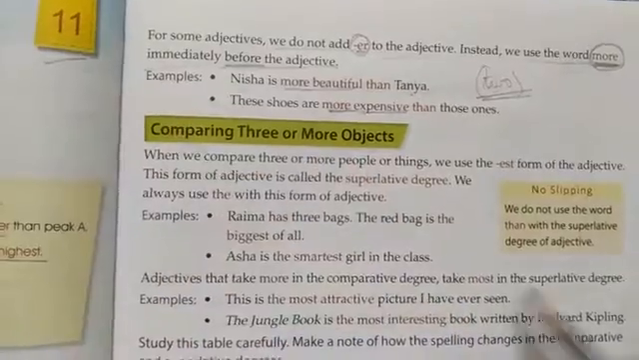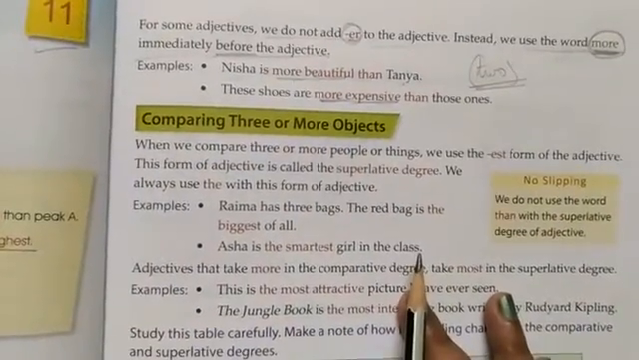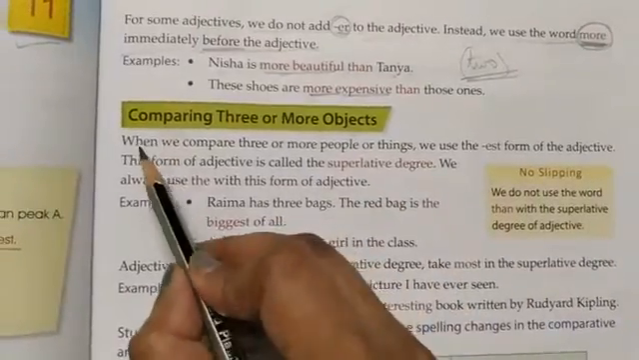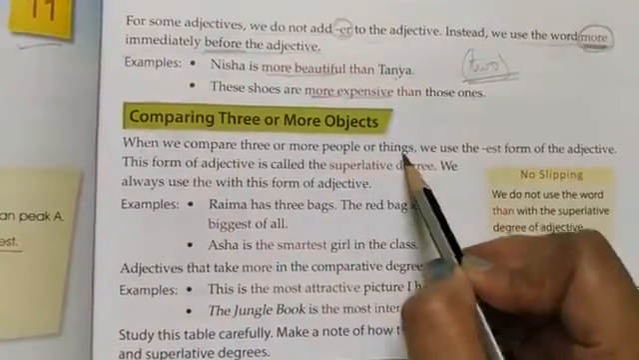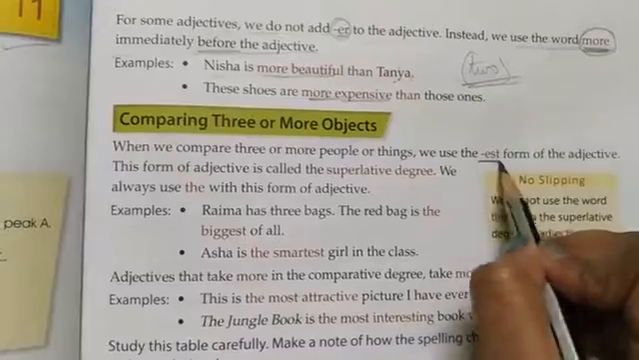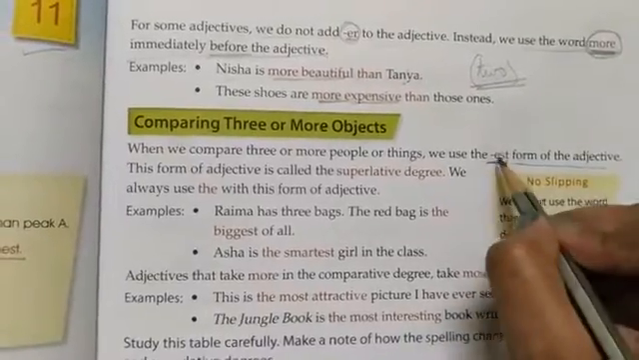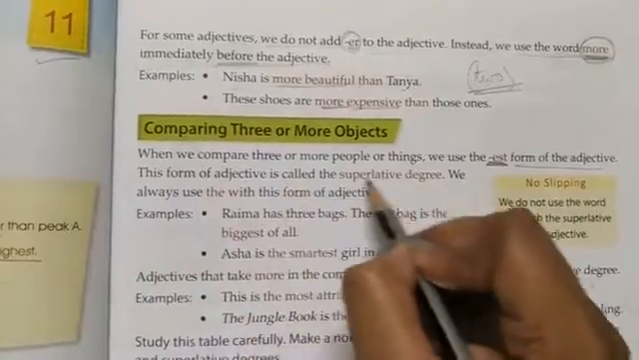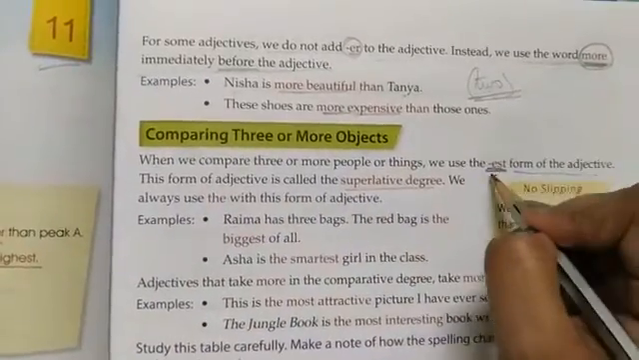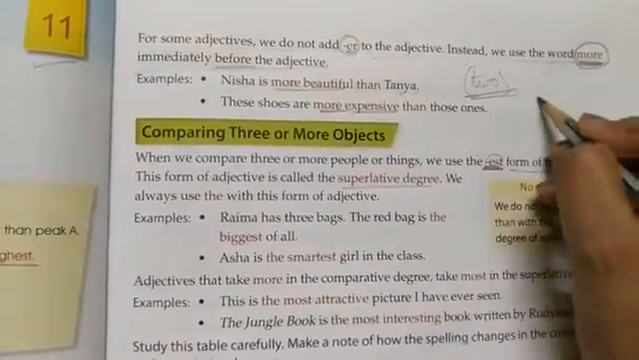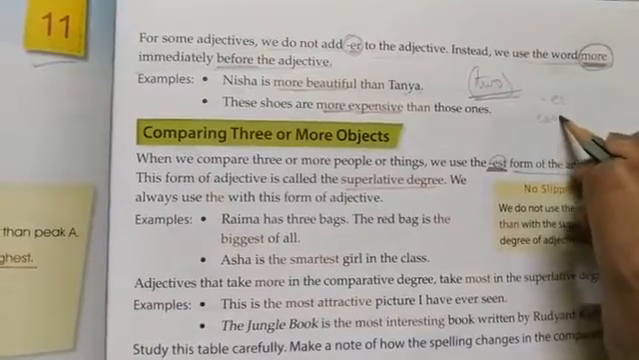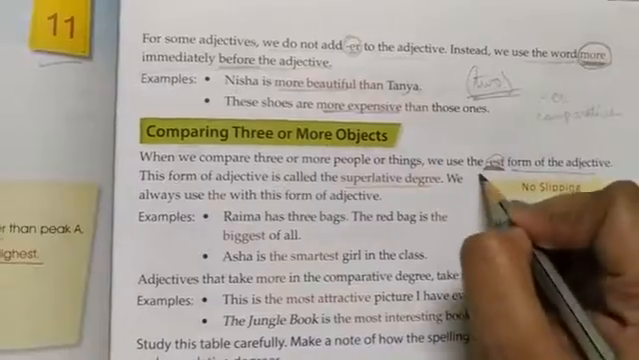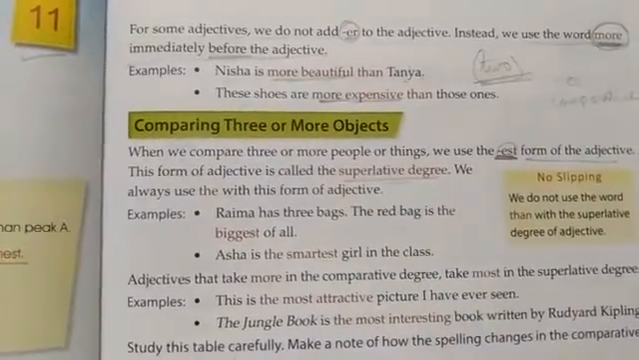Now we have to see what happens when we compare between three or more adjectives. So when we compare three or more people or things, we use the est form of the adjective. What do we use? We use the est form. This form of adjective is called superlative degree. The ER form was called comparative, and EST is called superlative.